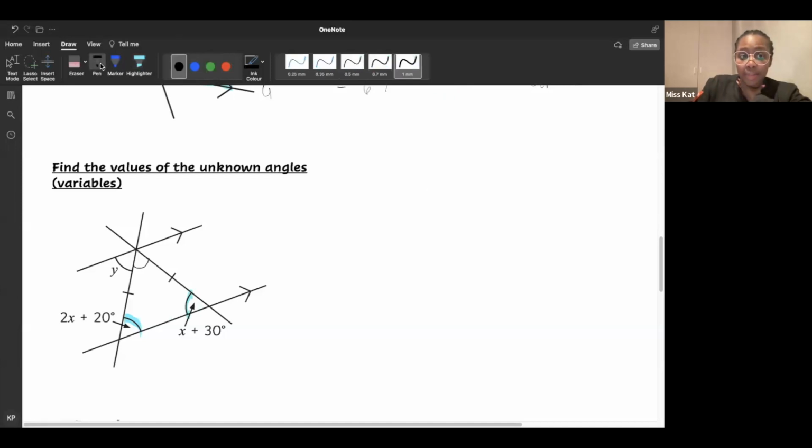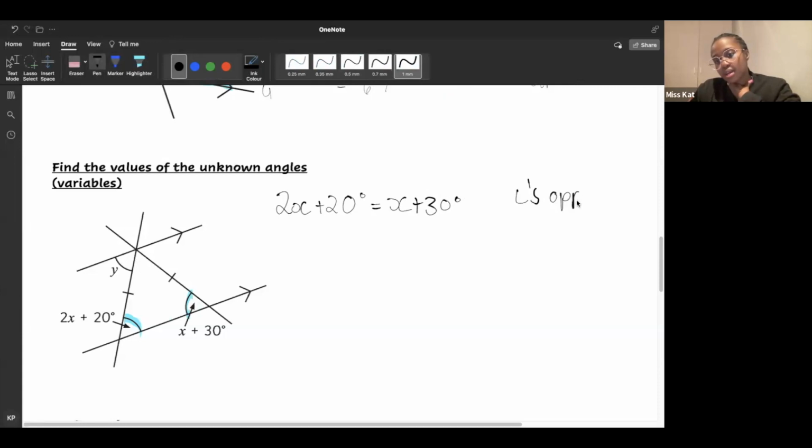Or they are? Equal, ma'am. Equal angles. There we go. So then 2x plus 20 plus 2x plus 20 equals x plus 30. There we go. And what's my reason? It will be sum of opposite angles in a triangle. Okay, you remember the reason is angles that are opposite equal sides.